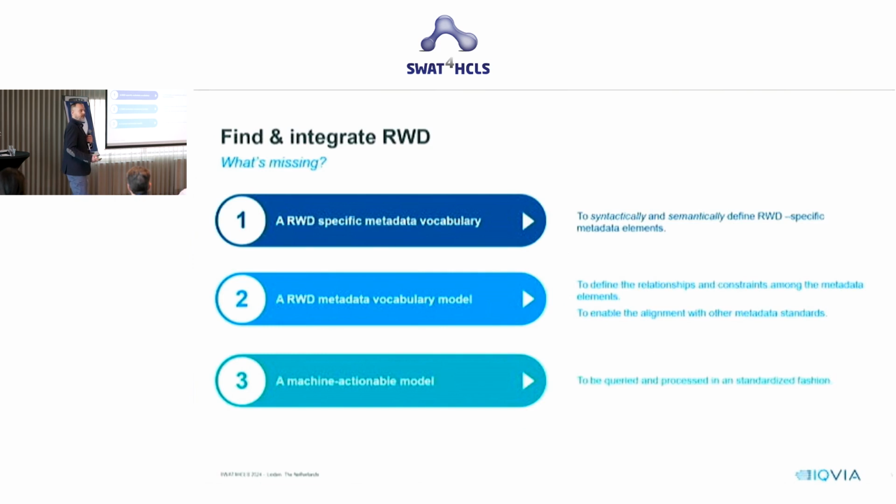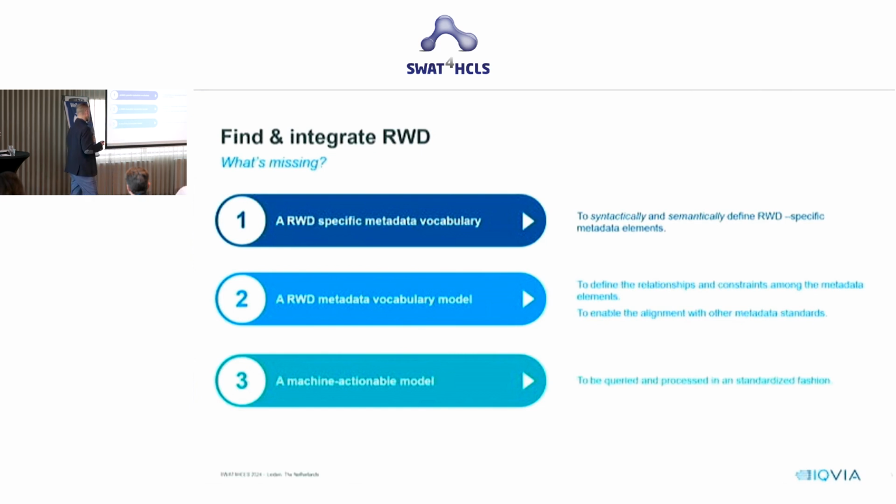But for us, a list of abstract metadata is not enough to tackle these challenges. We think that we need a specific metadata vocabulary for real-world data that would allow us to define a specific metadata element, both in a syntactic and semantic fashion. We also need a metadata vocabulary model to describe the relationships between those elements, but also to describe the constraints. And also that model could be used to enable the alignment with other metadata standards that are already available.